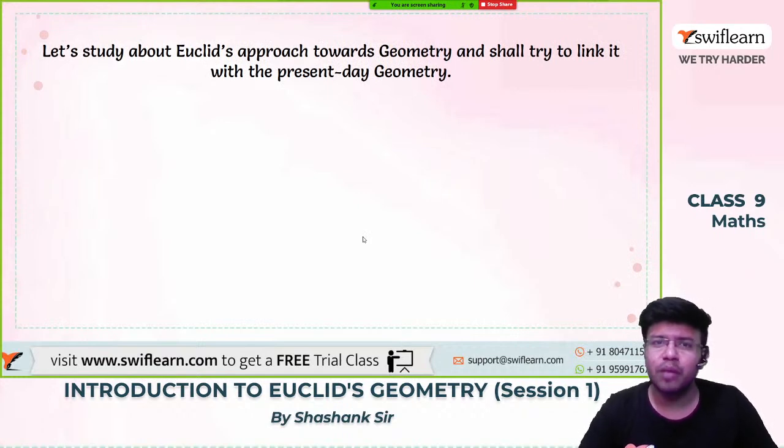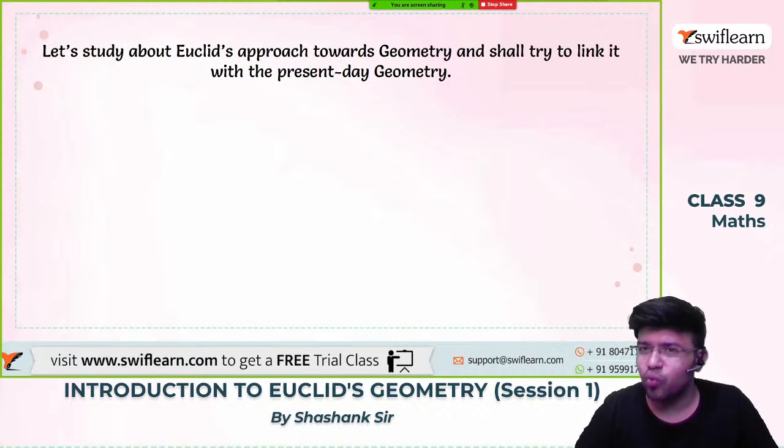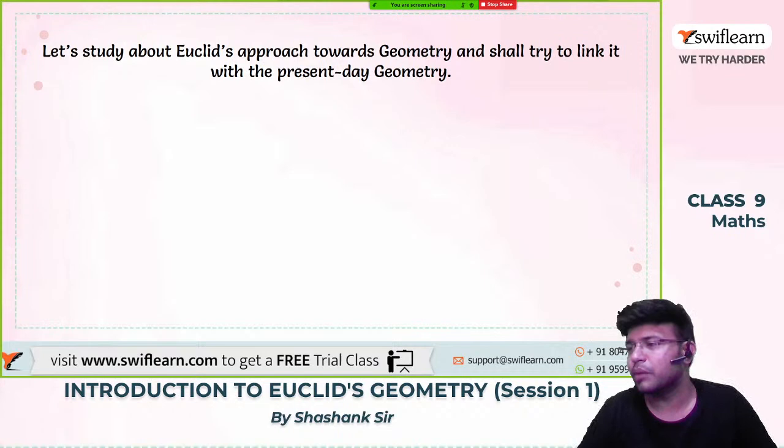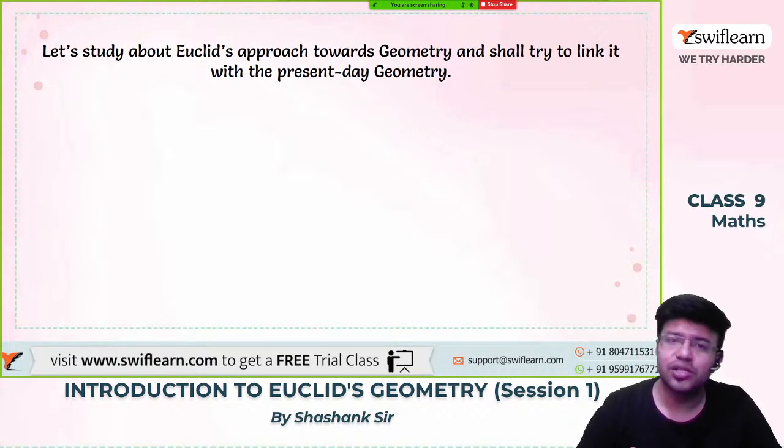So let us study about Euclid's approach towards geometry. This is what we are going to study, and we shall try to link it with present day geometry. The geometry that was earlier and the geometry which is today, there is a vast difference. And let us link this.